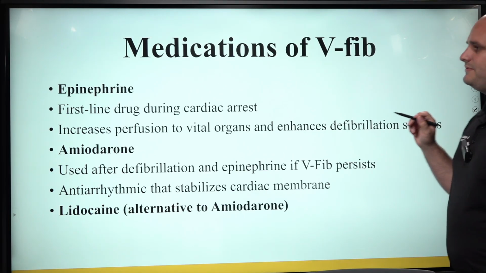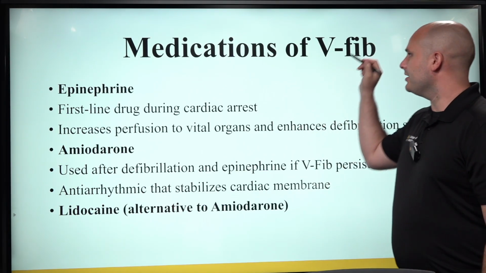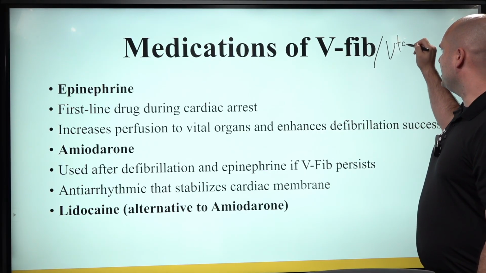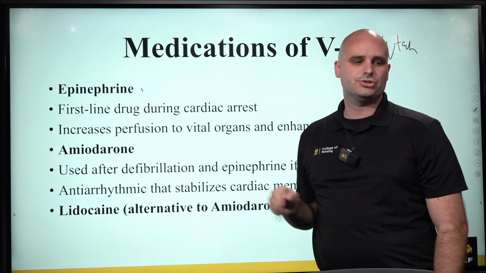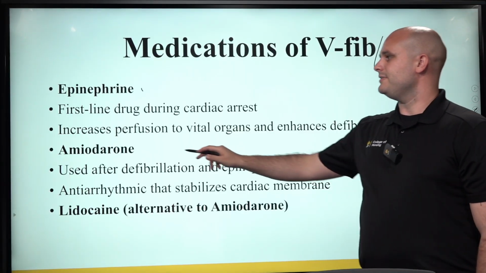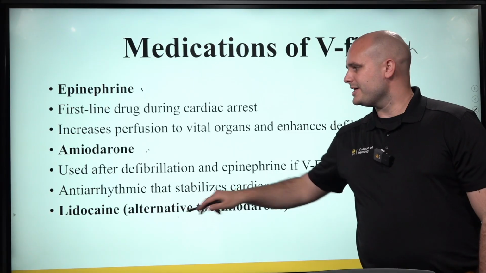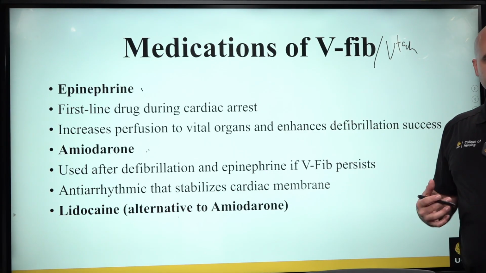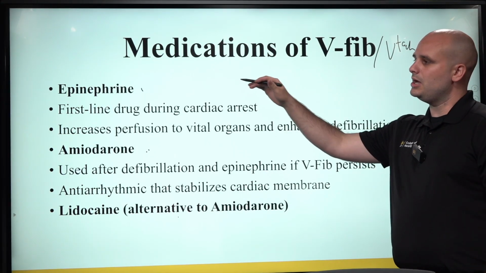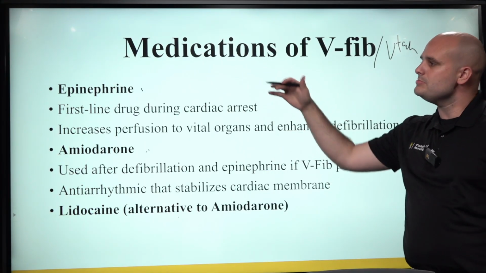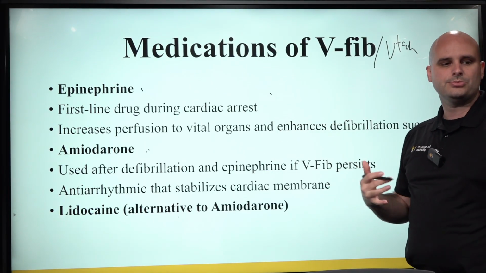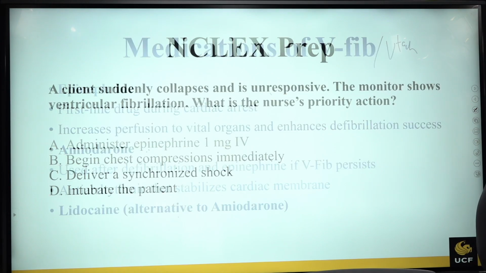So medications for VFib, this is very similar to VTAC, right? We're going to give epi, first-line drug for almost all of these. We're going to give amiodarone, which is an antidysrhythmic, and the alternative to that could be lidocaine. But regardless, all the meds that are going to follow this, these are the two main ones. Epi and amiodarone are the two main meds we're going to give for VFib.